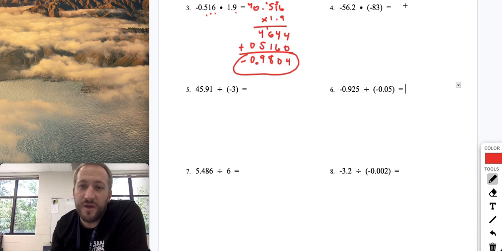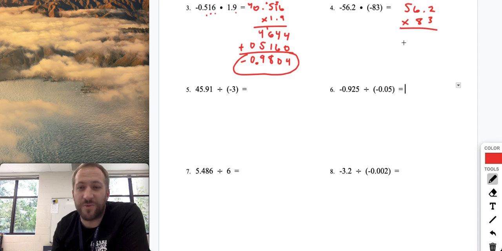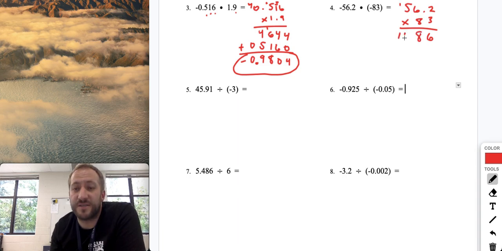Let's look at this last one. This last multiplication problem. I'm going to put the number with the most digits up at the top. That's this one right here. 56.2 times 83. Let's go ahead and start multiplying. 3 times 2 gives me 6. 3 times 6 gives me 18. Carry the 1. 3 times 5 gives me 15 plus 1 is 16.